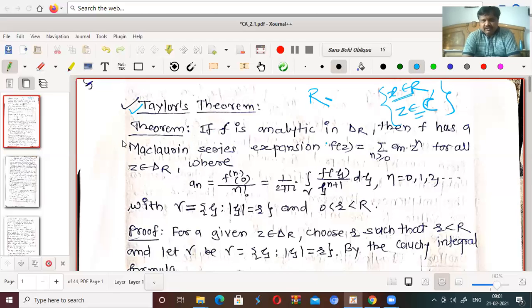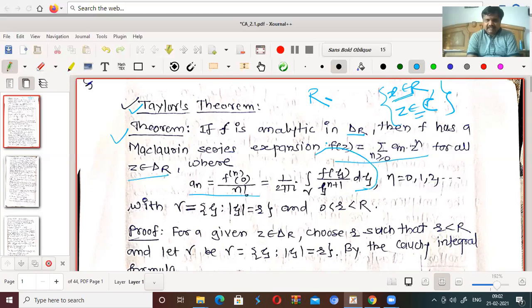Now what is the statement of the first result? If f is analytic in the disk having center origin and radius R, then f has a Maclaurin expansion. f of z is equal to summation n greater than or equal to 0 a_n z raised to n for all z in the disk, where a_n equals f^(n)(0), the nth derivative of f at z equal to 0, divided by n factorial, which is also equal to 1 upon 2 pi i integral over gamma f of xi upon xi to the power n plus 1 d xi.